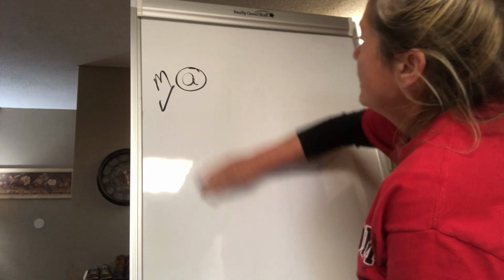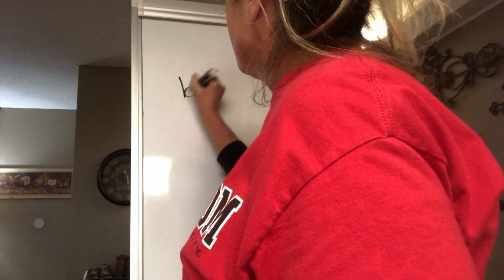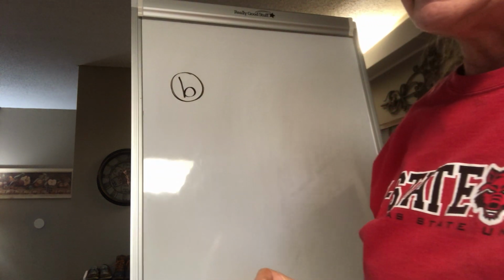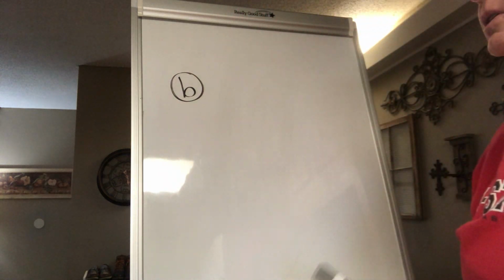Okay, on B. B says a garden is the shape of a rectangle. That rectangle is 2 4/6 feet long and 2 feet wide. What is the area of the garden?